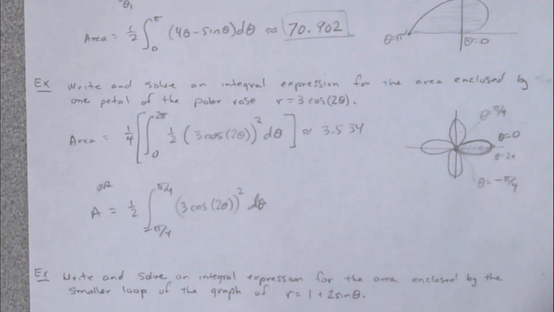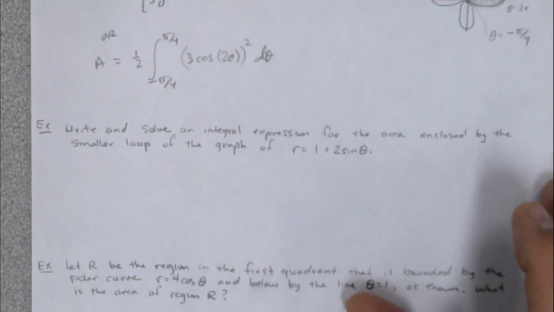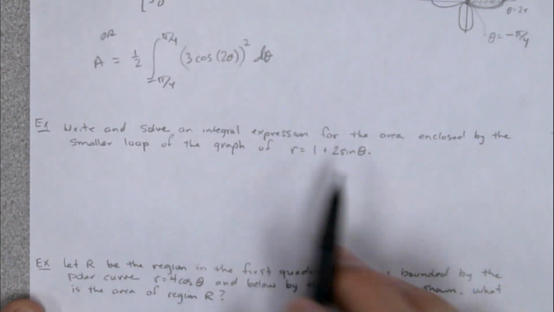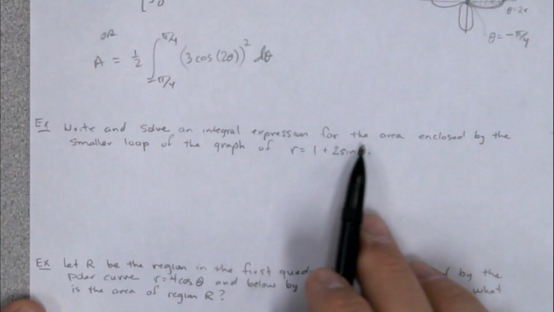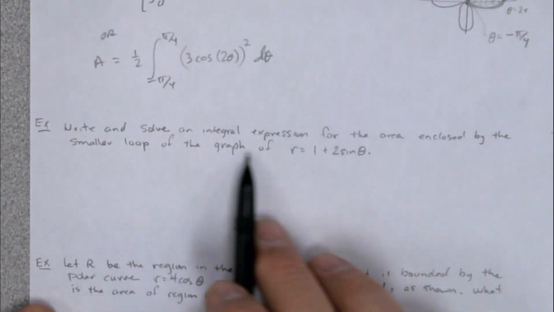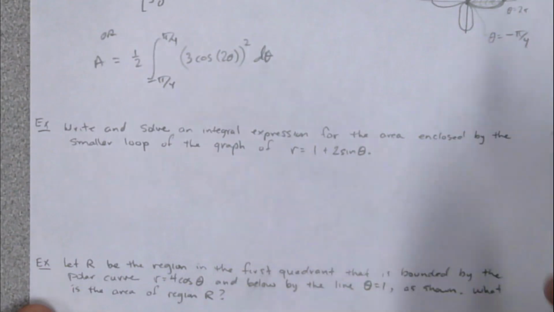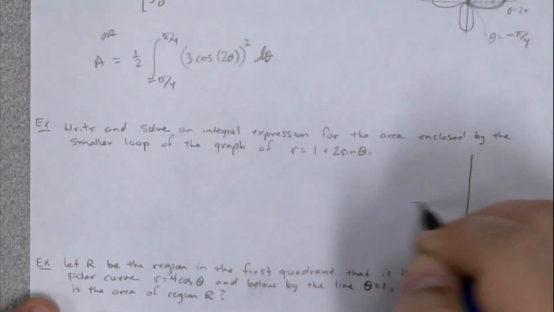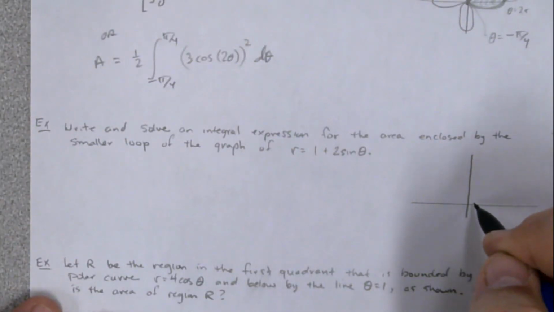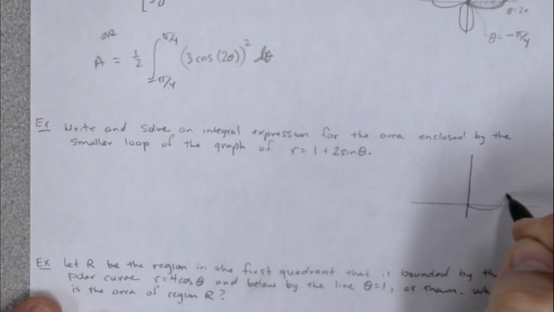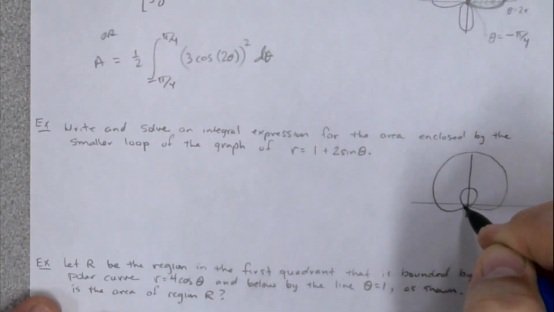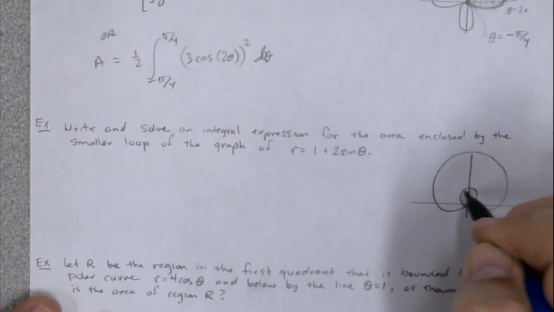Okay, and another question right here. Same question basically repeated here. I'm just giving you different looks of different things. Write and solve an integral expression for the area enclosed by the smaller loop of this graph. So this is one of those limaçons, and if you graphed it, what's going on here is this curve is coming around like this, coming around like that, and then you have this inner loop. So I want that piece right there.